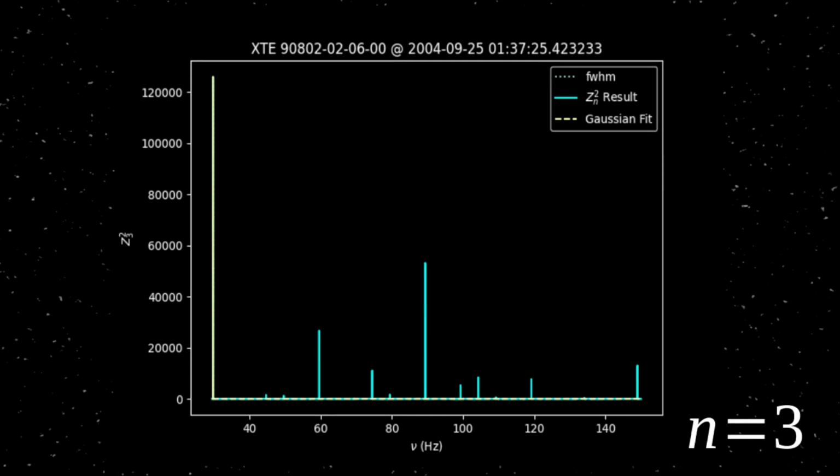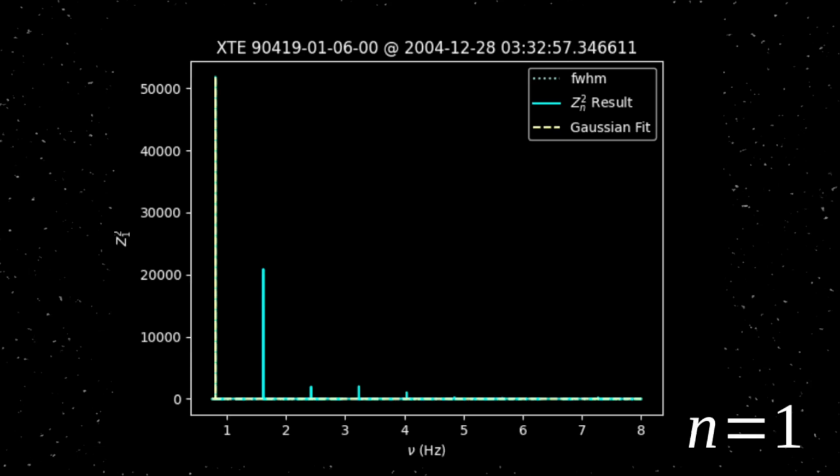Instead, I decided to look at more XTE data, this time for a different source that I know also provides very clear, coherent results. This dataset is XTE OBSID 90419010600, taken in 2004 of the Hercules X-1 source. I should have mentioned before that this is PCA data taken with XTE, and you can see a very clear, coherent result at the expected frequency related to the spin frequency of the Hercules X-1 pulsar at roughly 0.8 hertz.